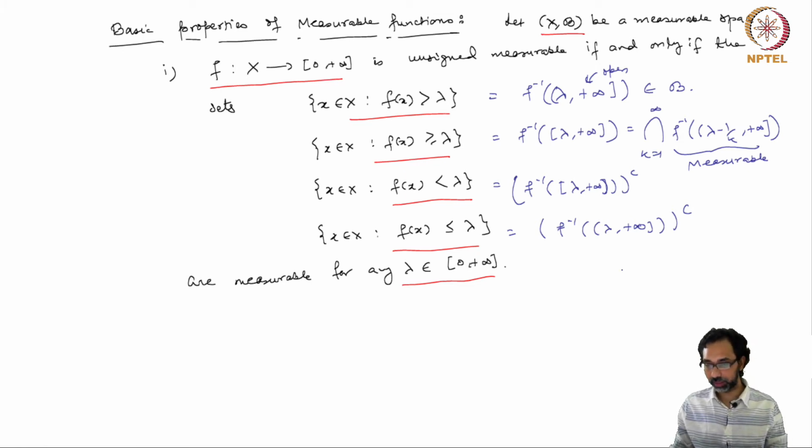On the other side, we have to show that if one of these is measurable, then f inverse of any Borel set is an element of the sigma algebra. What we have done here just shows that if f is unsigned measurable, then these are measurable sets. On the other hand, we have to show that if these are measurable, then f is unsigned measurable.